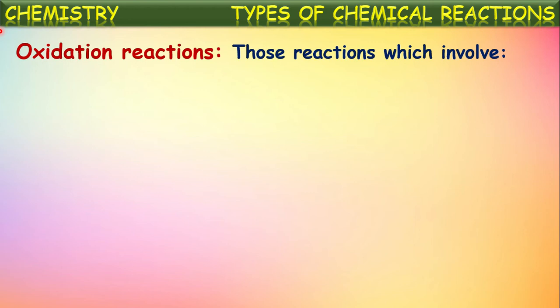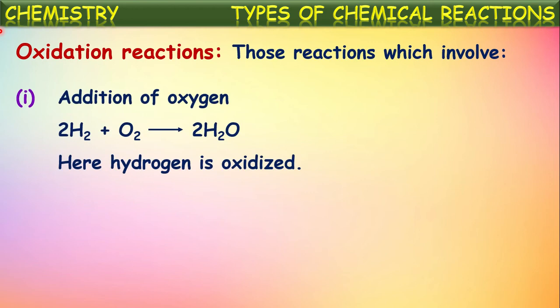One among them is that addition of oxygen to a chemical substance is called oxidation. In the other way, it can also be defined as removal of hydrogen from a compound, from a substance, also called oxidation. Oxidation can be defined as addition of oxygen or removal of hydrogen from a chemical substance, known as an oxidation reaction. Let us see these two with simple examples.